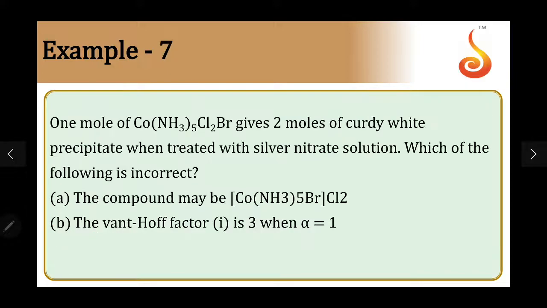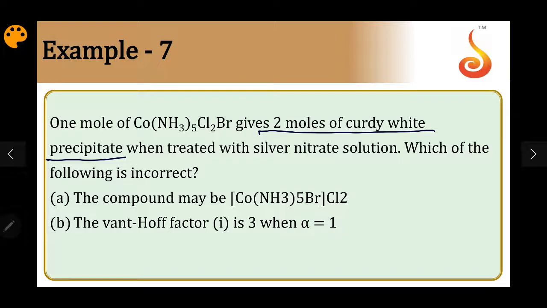Next question. 1 mole of [Co(NH3)5Cl2]Br gives 2 moles of curdy white precipitate when treated with silver nitrate solution. Which of the following statements is correct? So when it is giving 2 moles of curdy white precipitate, it means it is going to be AgCl, which means both chlorine atoms are outside the coordination sphere.